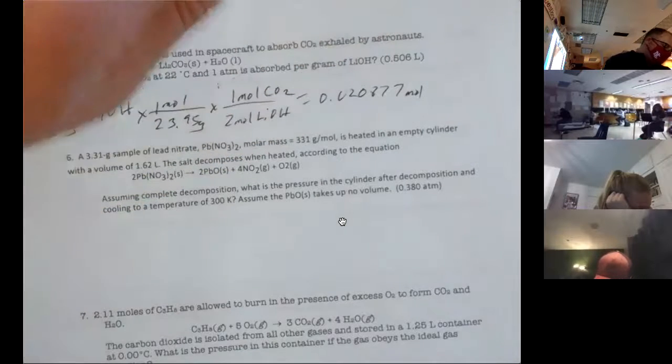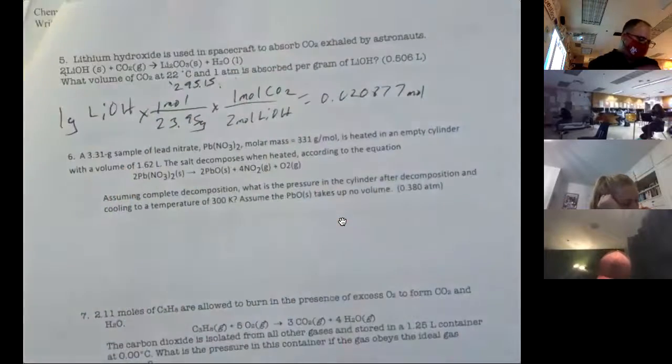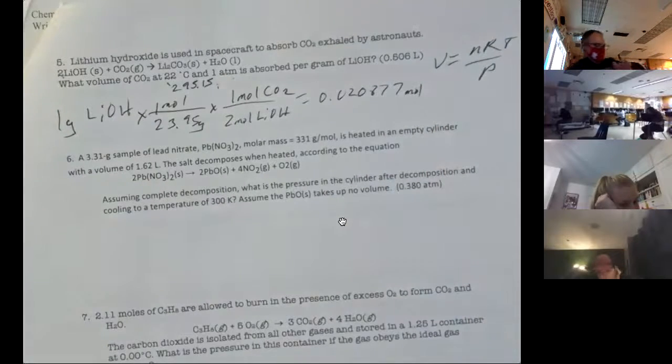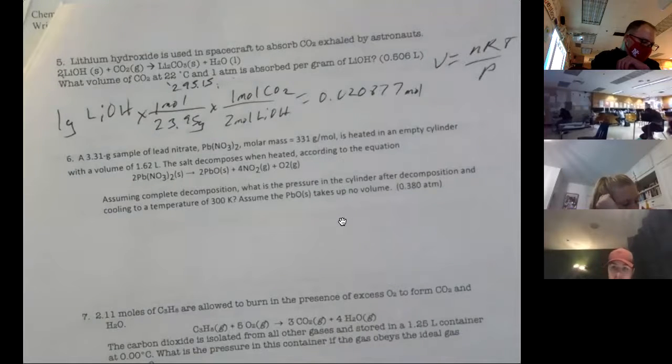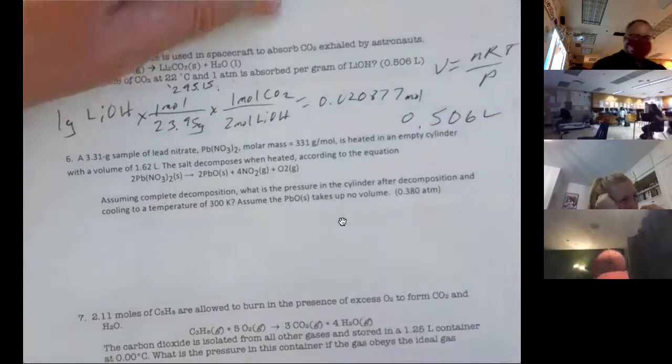22 plus 273.15. It's 295.15. So again, we are looking for volume. So V equals nRT over P. 0.020877 times 0.0821 times 295.15 divided by 1. It's about 0.5058, which will round to 506.